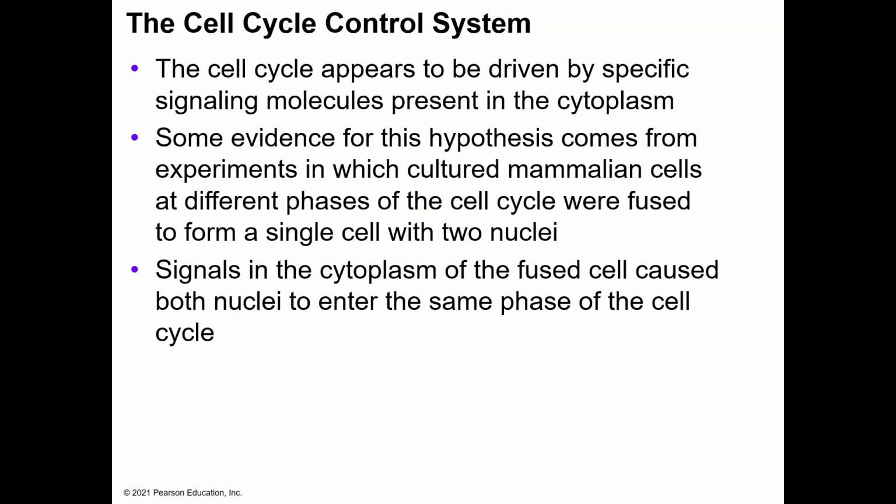The cell cycle control system. The cell cycle appears to be driven by specific signaling molecules present in the cytoplasm. Some evidence for this hypothesis comes from experiments in which cultured mammalian cells at different phases of the cell cycle were fused to form a single cell with two nuclei. Signals in the cytoplasm of the fused cell cause both nuclei to enter the same phase of the cell cycle.